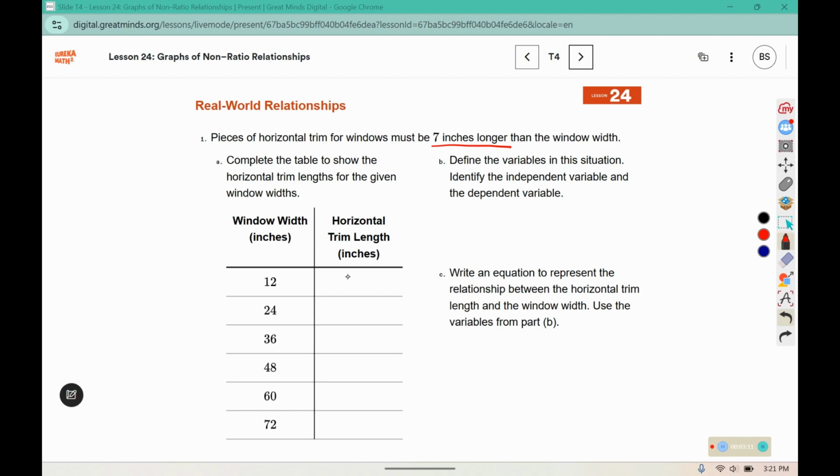So 12 plus 7 is 19. 24 plus 7 is 31. 36 plus 7 is 43. 48 plus 7 is 55. 60 plus 7 is 67. And 72 plus 7 would be 79.